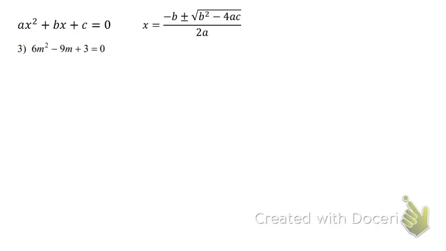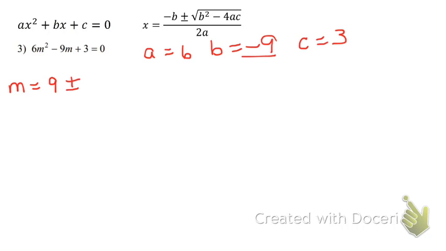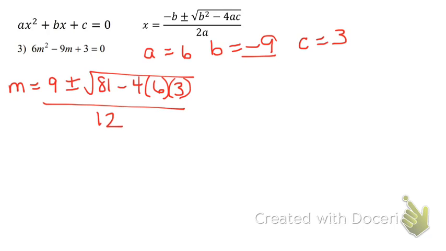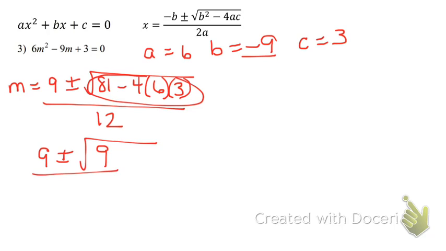Okay, so A is going to equal 6, B is negative 9, and C is 3. So M equals negative B. If B is negative 9, then negative B is positive 9, plus or minus the square root of B squared. Negative 9 squared is a positive 81, minus 4 times A times C, all over 2 times a. So that's 9 plus or minus the square root of. Everything underneath the radical goes in my calculator. 81 minus 4 times 6 times 3 is 9, all over 12.